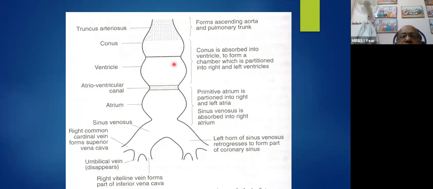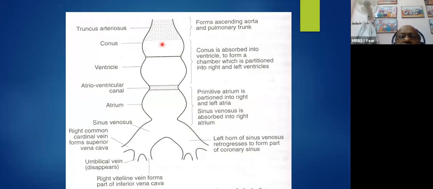Now another change takes place during the formation of your cardiac loop. This is your bulbus cordis, already told. So this is the conus. The conus is getting absorbed into the ventricle. What structures are formed from the conus, you already know. The conus forms the infundibulum of the right ventricle and the aortic vestibule of the left ventricle. The entire ventricular chamber forms the right and left ventricle.